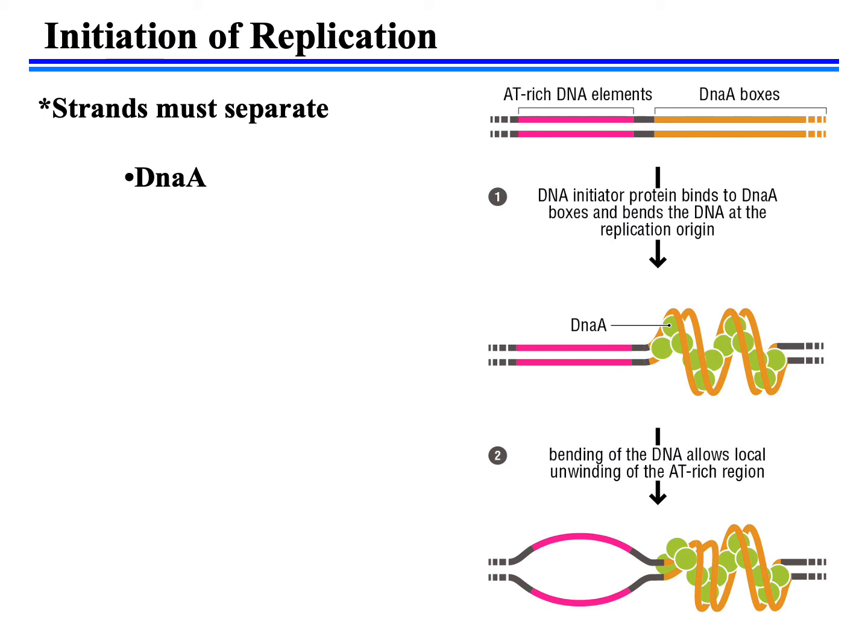With the very first enzyme coming into play, known as DNA-A, which has the ability to recognize those 9-mer sequences, in this particular slide listed as DNA boxes. Those proteins, DNA-A, represented in the green, bind to the DNA boxes, or the 9-mer sequence, and begin to cause tension. That tension then causes the popping open of those AT-rich elements, or 13-mer sequences.